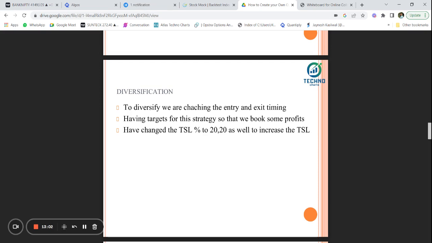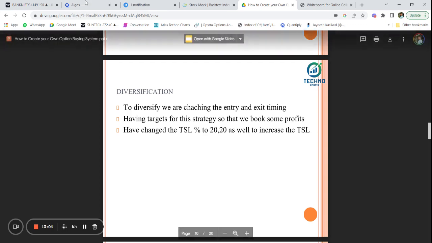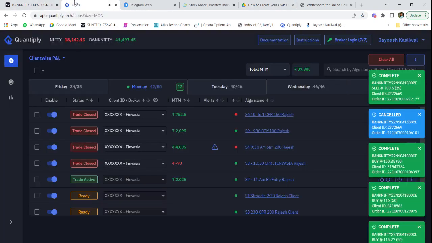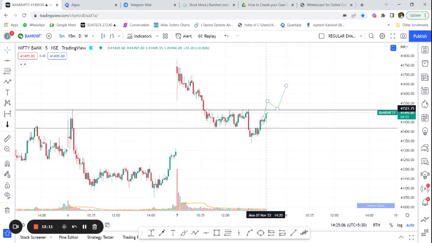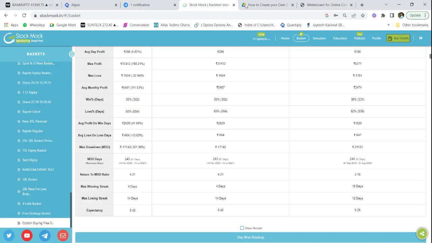We have changed the TSL percentage to 20/20, as well as increased the TSL. Now, as you can clearly see, my profits are reducing drastically due to the reversal that we see here. If Bank Nifty breaks out above this area, then the profits are going to get reduced here, right?